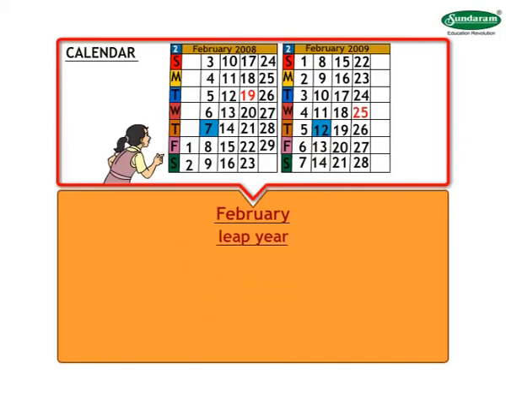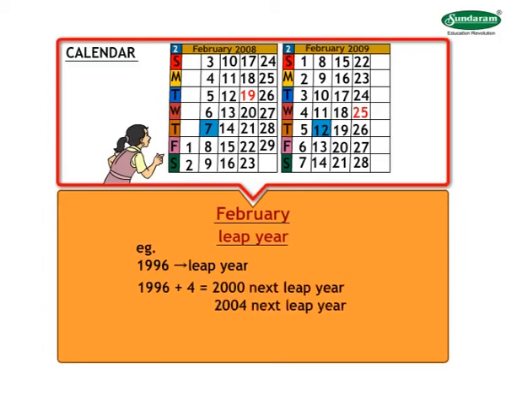That is, if the year 1996 was a leap year, then the next leap year will be 1996 plus 4 is equal to 2000. And the next leap year will be in the year 2004, etc.